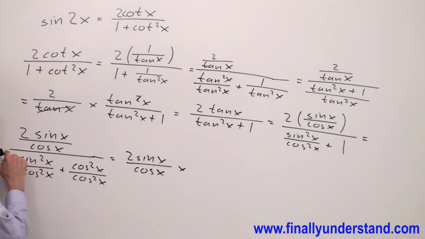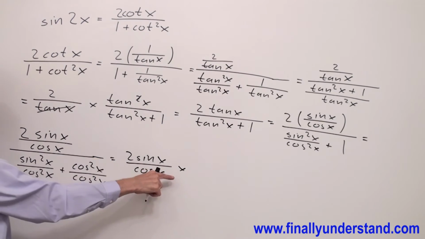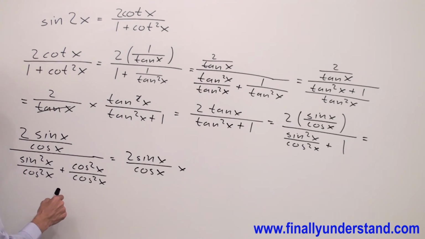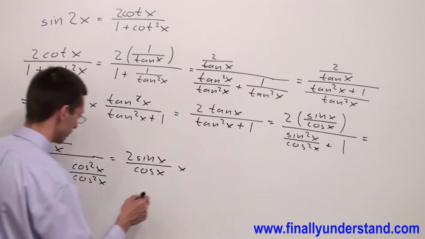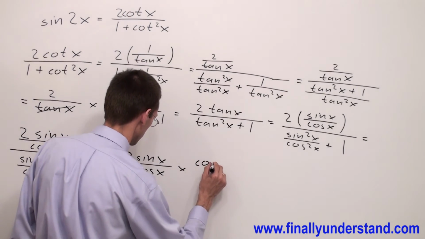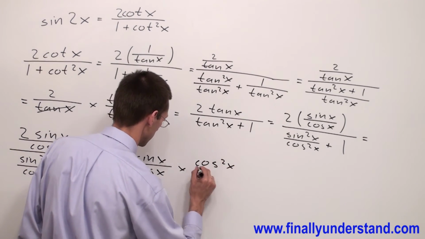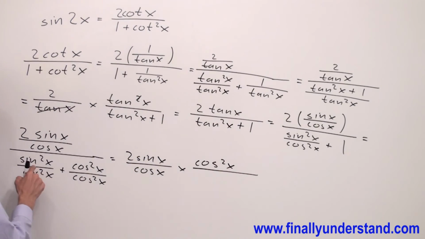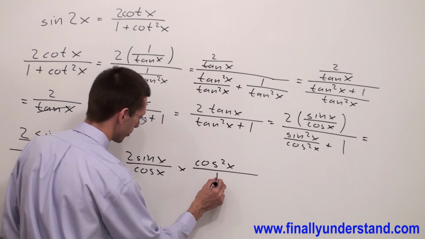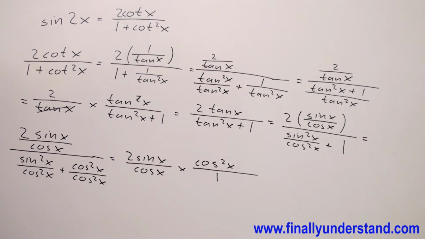times, I'm going to convert division to the multiplication, and if I want to convert division to the multiplication, I'm supposed to flip the second fraction, in this case denominator, upside down. In other words, I have to find the reciprocal of it. This is my common denominator, cosine square x over sine square x plus cosine square x, where sine square x plus cosine square x is equal 1. This is the Pythagorean relation.